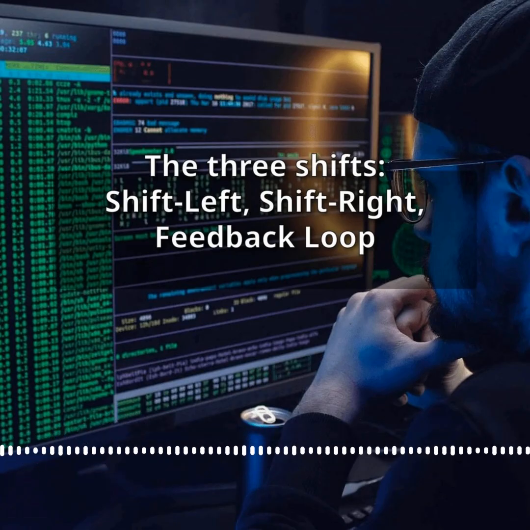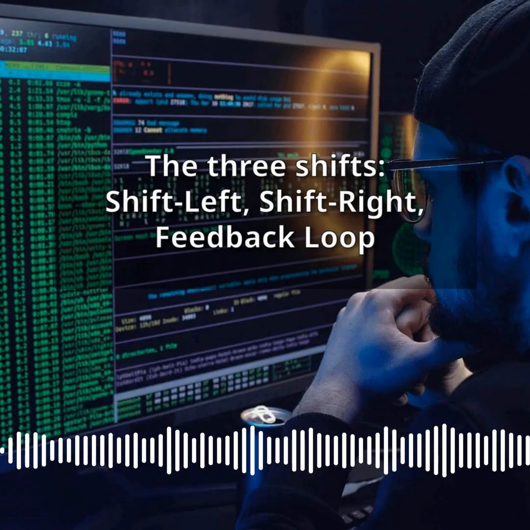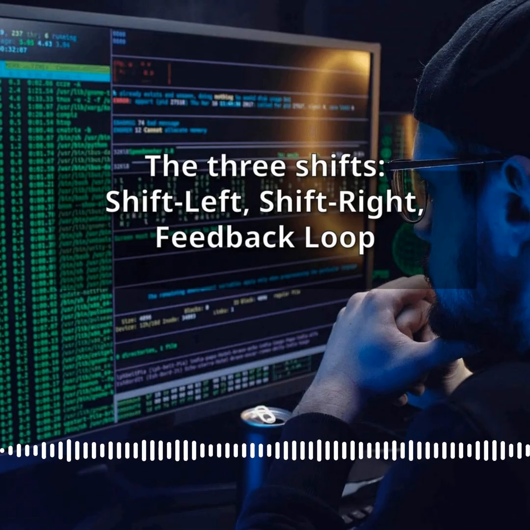Shift-right does not mean that pre-deployment security is less important. It means that a mature security posture accepts that real conditions will always differ from test conditions, and prepares accordingly.